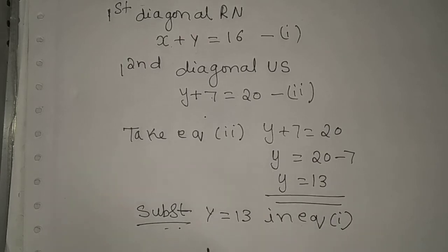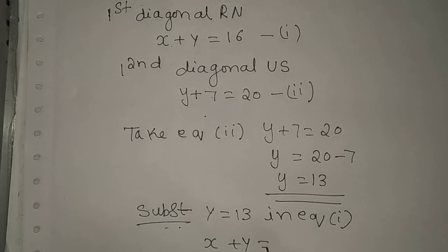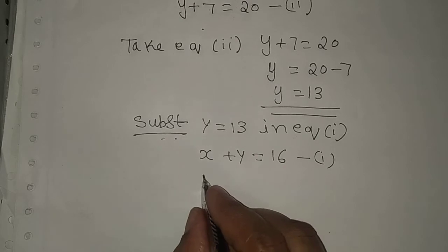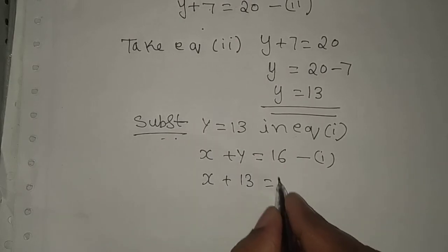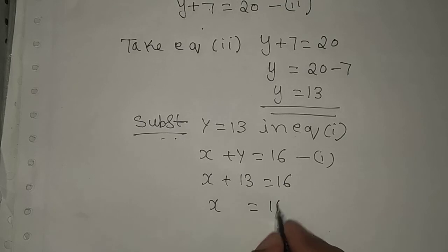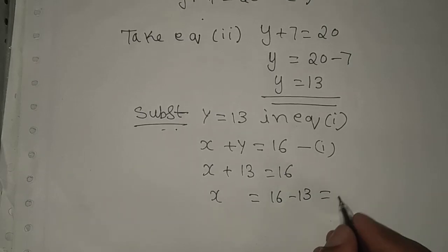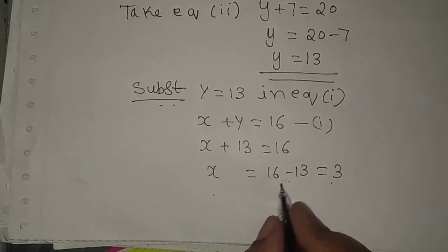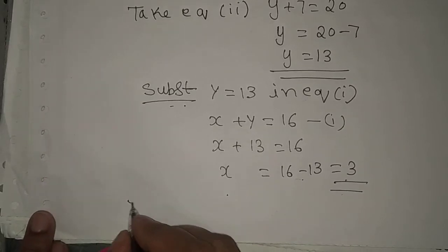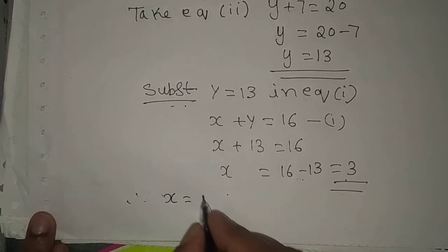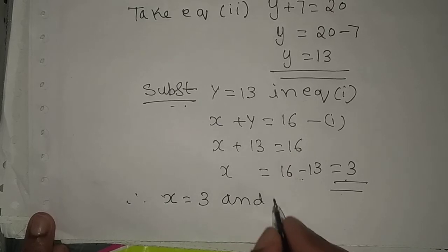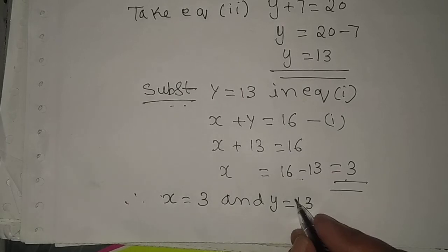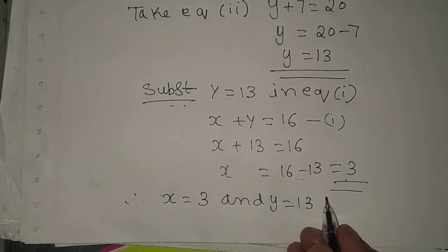So x plus y is equal to 16 is equation 1. Now substitute here: x plus 13 is equal to 16. X is equal to 16 minus 13, which is equal to 3. Therefore x is equal to 3. Finally, we have x is equal to 3 and y is equal to 13.